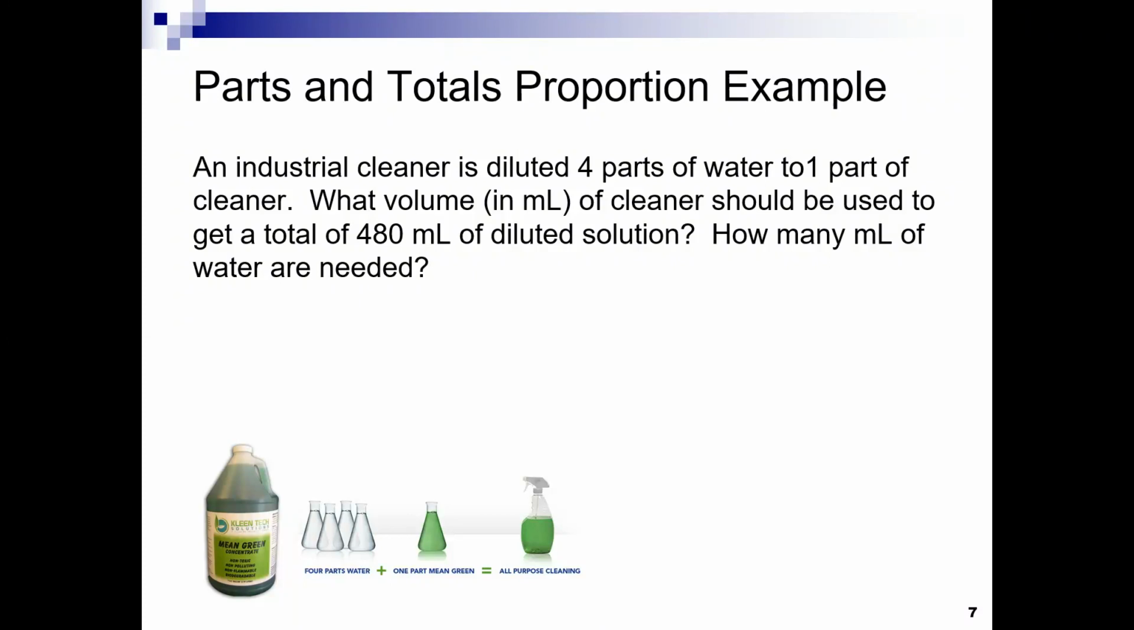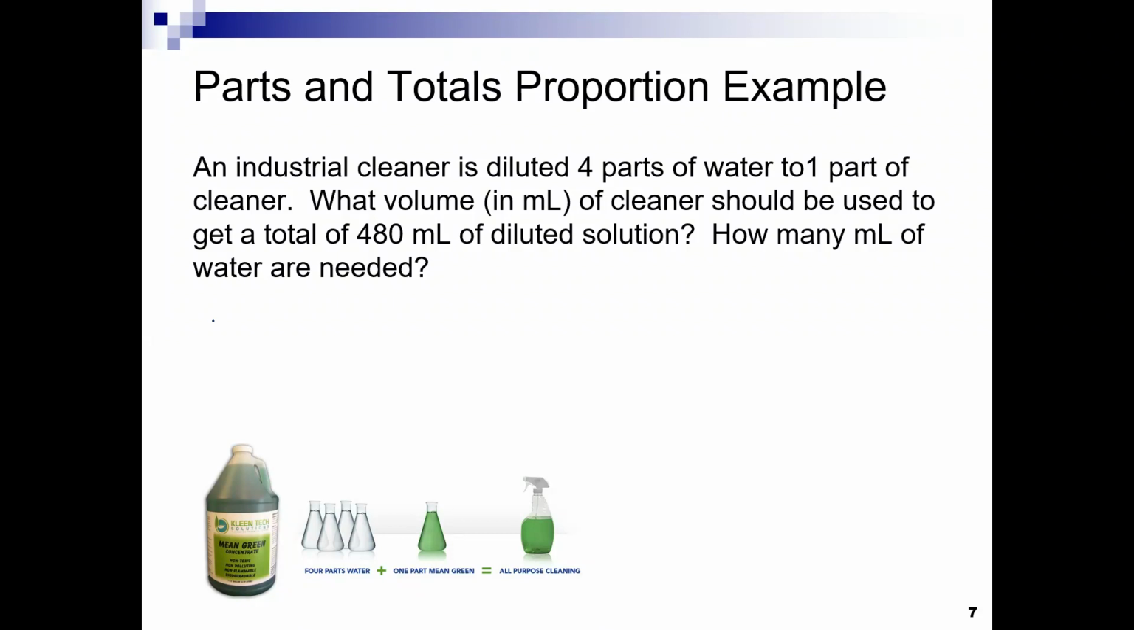Let's take a moment to read the word problem. An industrial cleaner is diluted 4 parts of water to 1 part of cleaner. What volume in milliliters of cleaner should be used to get a total of 480 milliliters of diluted solution? How many milliliters of water are needed? There are 2 questions in this problem. The one is the milliliters of cleaner, the other is the milliliters of water.